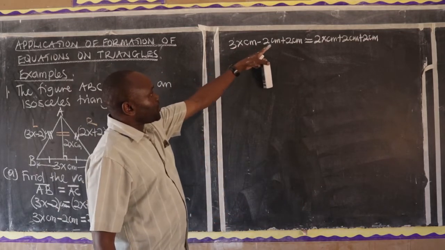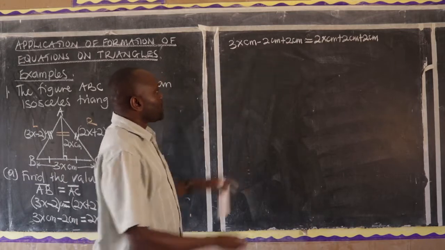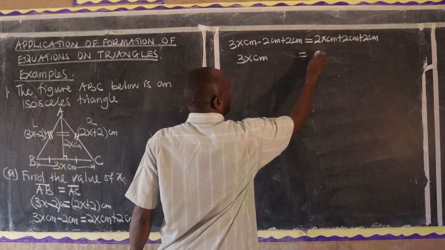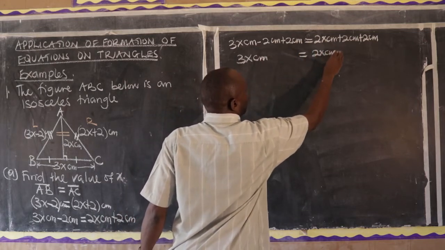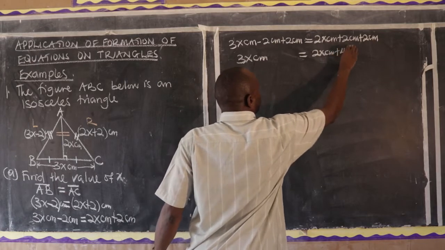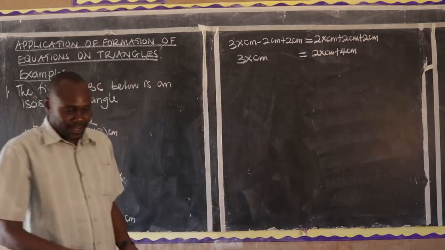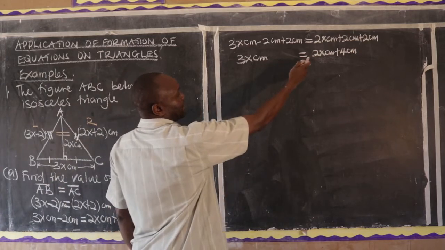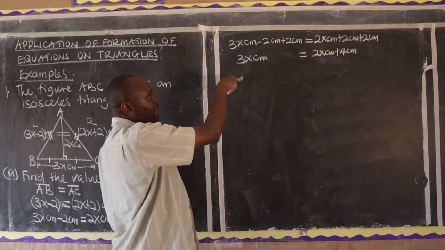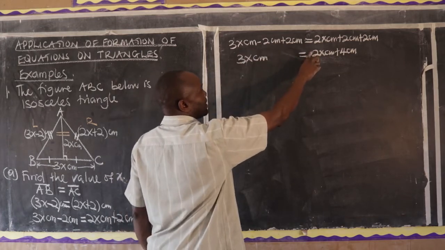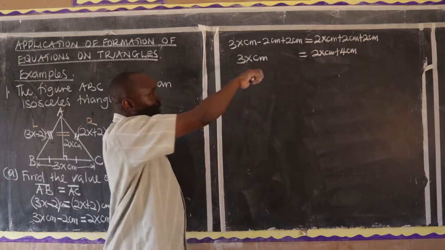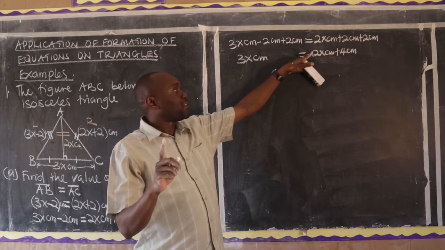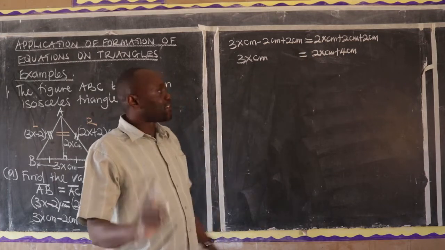3x centimeters minus 2 centimeters plus 2 centimeters, this one will give us 0. So we are remaining here with only 3x centimeters, which is equal to 2x centimeters plus 4 centimeters. Dear candidates, are you following that? That's good. Now it's the turn of 2x also to cross this side here. And remember that this one is a positive. I remember at the beginning we said any term without a sign, its sign is a positive, whether it is a letter or a digit.